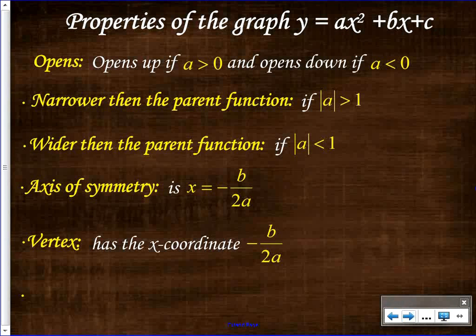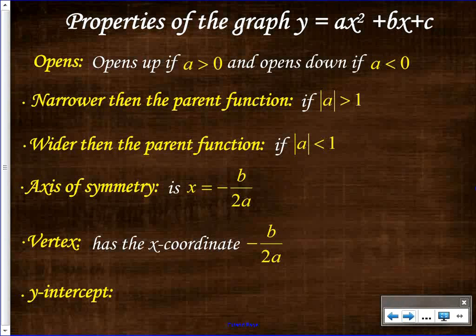And then we find the y-coordinate of the vertex by doing what? Anybody want to guess? You take your x, plug it into the equation and solve for y. And the last thing we're going to talk about is my y-intercept. This one actually has a y-intercept that will be on the graph of your parabola all the time.